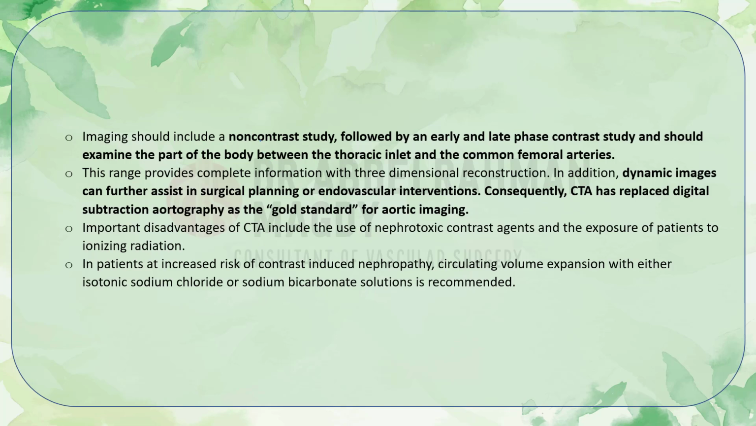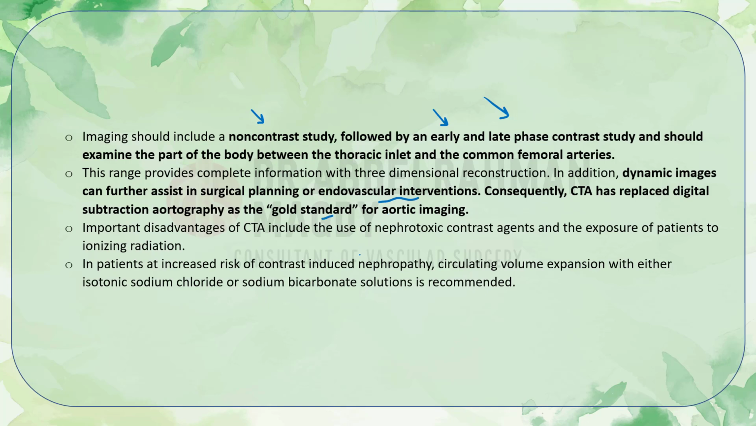Imaging should include a non-contrast study first, followed by an early and late phase contrast study, and should examine the part of the body between the thoracic inlet and the common femoral arteries, to delineate the whole anatomy of the descending aorta, to see the extension of the disease, and to plan for the intervention. This range provides complete information with three-dimensional reconstruction. In addition, dynamic images can further assist in surgical planning or endovascular interventions. Consequently, CT angio has now replaced digital subtraction aortography as the gold standard for aortic imaging.